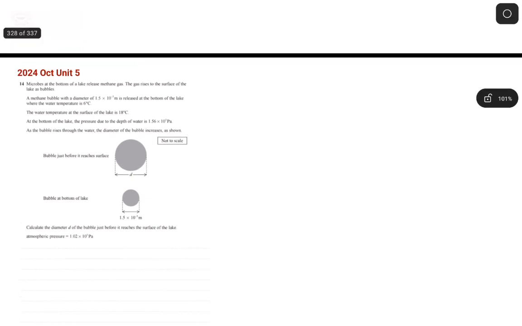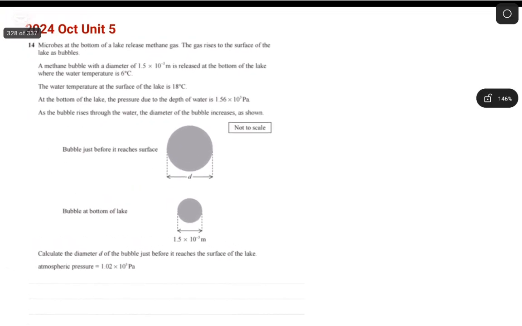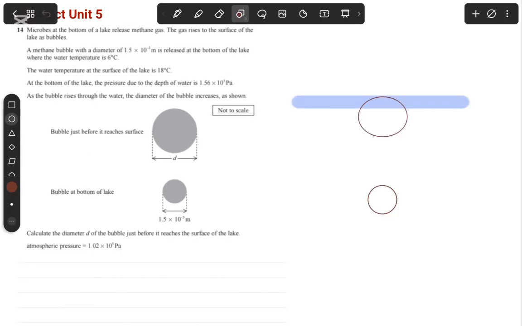Now, I'm not going to read the full question. I want you to pause the video, read the question, and I'll just start answering the question so we don't waste too much time. So we know from the question, after reading it, that the bubble is at the bottom of the lake and then it is going to rise up. And as it rises up, the diameter is going to be increasing. The reason for this is going to be the change in temperature. And they want us to calculate this new diameter of the bubble.